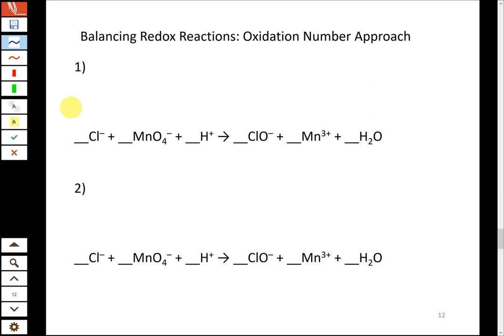Because again, the person that organized a lot of our test banks and all that stuff that we still follow for the most part, he loved balancing redox reactions, so it's going to be a big thing. All right, so let's go through and talk about the steps for doing this.